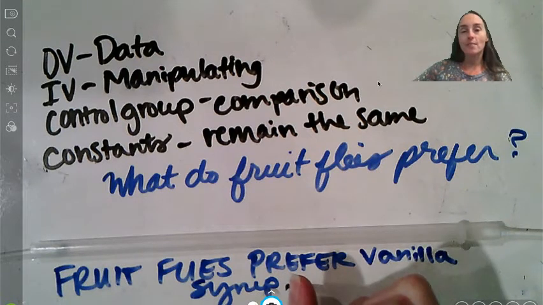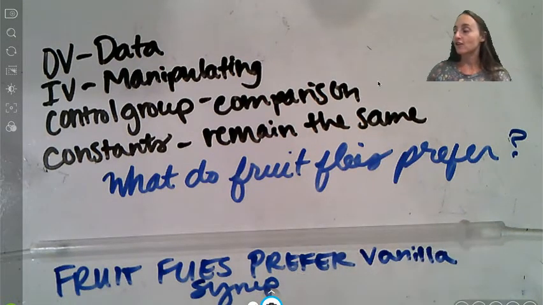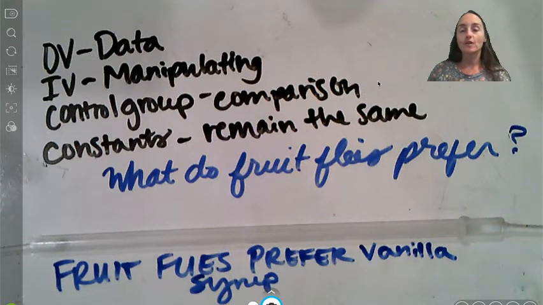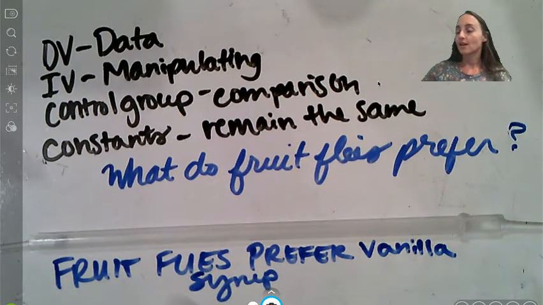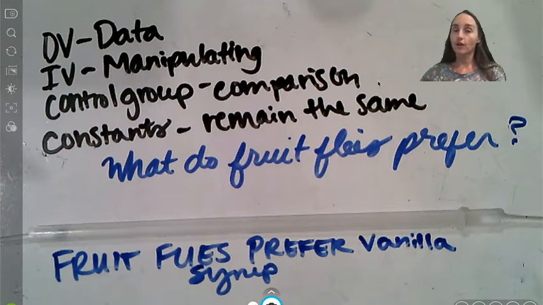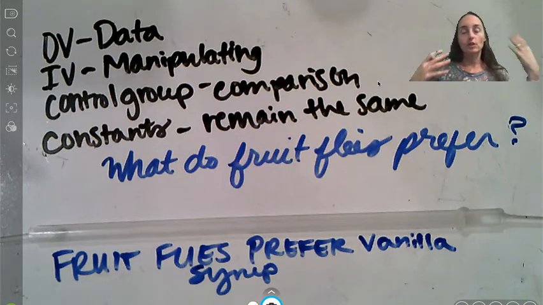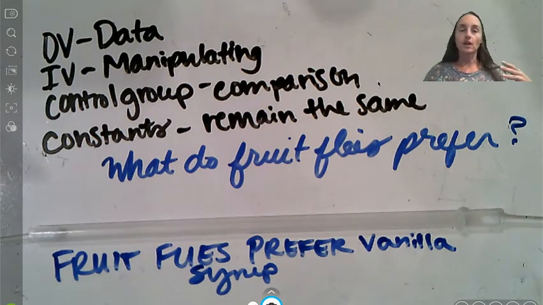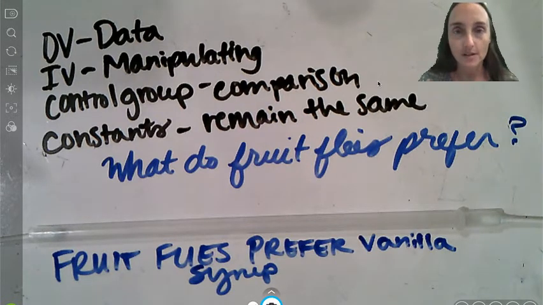Okay, if you want to make a hypothesis out of this, then you need to go on to the because. If fruit flies are given, okay, maybe you remember if-then statements, right? If fruit flies are given vanilla syrup, they will move towards it. They will prefer it because vanilla has certain compounds in it that stimulate the fruit flies' neural response, and they are attracted to that, whatever. That's where your research comes in, okay?